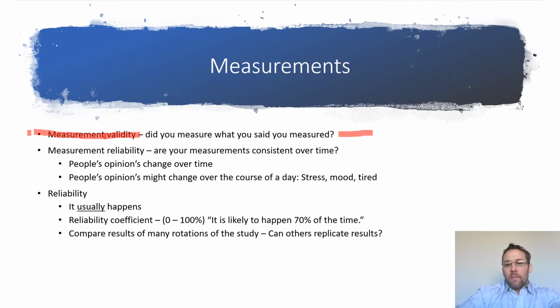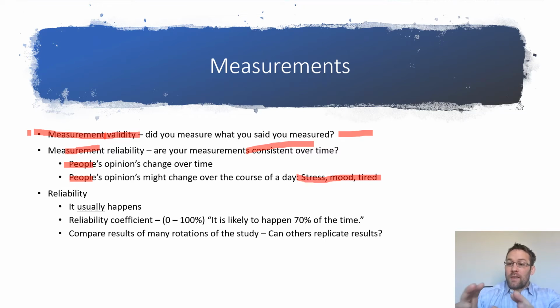All right. Measurement reliability is, are my measurements consistent over time? So the way you can do this is with things like pre-test and post-test. You can do a test, and then a few months later, a couple weeks later, you come back and do another test, right? And this is because people's opinions change over time. And we also realize people's opinions might change over the course of the day just based on stress, mood, and being tired. So you want to make sure that your measurements are consistent over time.